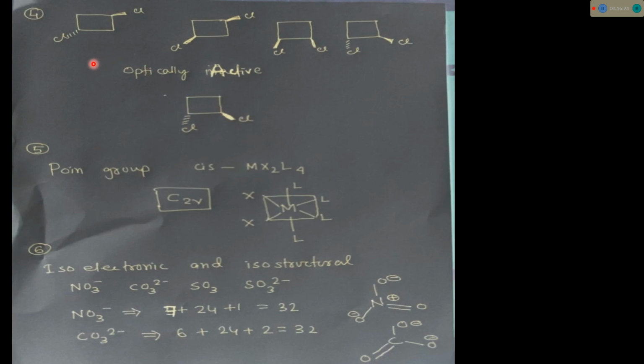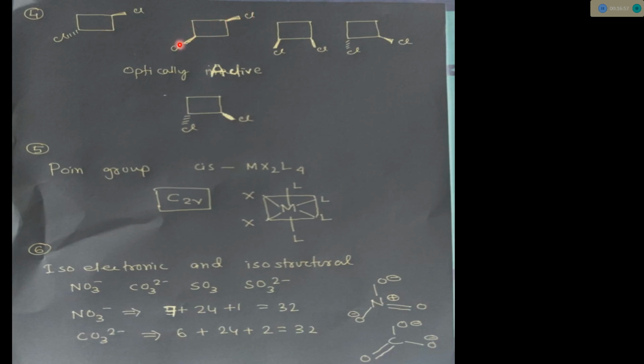question number 4. Here 4 cyclobutanes are given. Among them, which one is optically active? This is trans 1,3 dichlorocyclobutane. This is optically inactive because a plane is there. This is above the plane, this is below the plane. In this way, one plane is there, so that's why it's optically inactive.